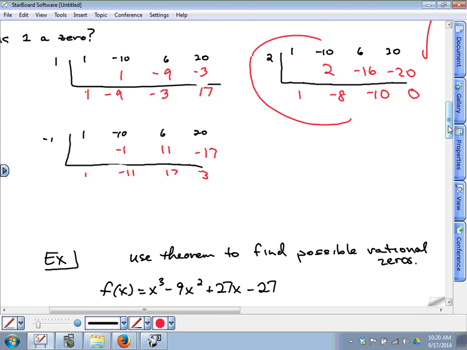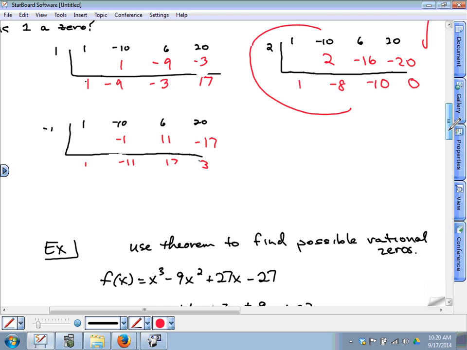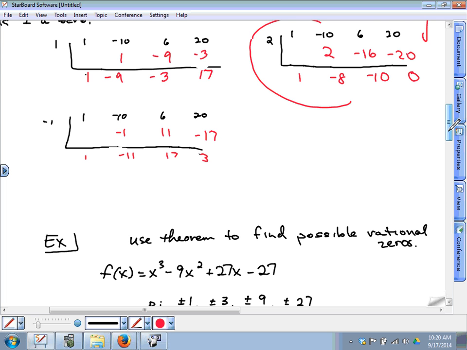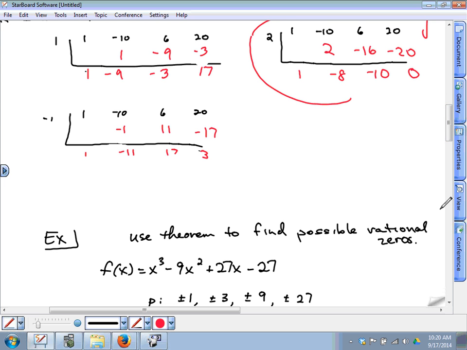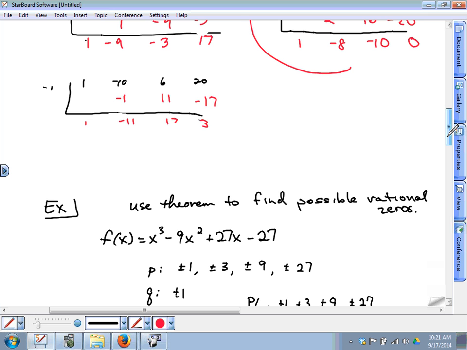What are the factors of P? Where do we get the factors of P from? What number in this polynomial? The 27 at the end. So what are the factors that multiply to 27? 9, 3, 1, and 27, right? Those are all the factors, and their minuses. So plus or minus 1, plus or minus 3, plus or minus 9, plus or minus 27. And we got lucky again, the leading coefficient. What's the leading coefficient? 1. That's so nice when it's 1, because the factors of Q would just be plus or minus 1.